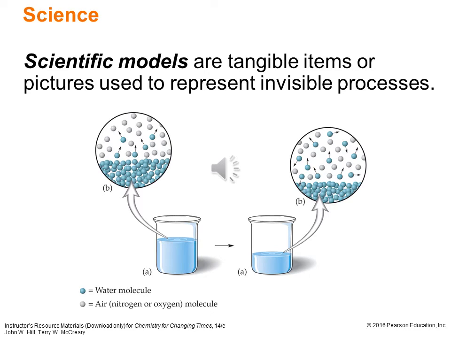And again, scientists, we like to use mathematical formulae and other ways of understanding, but a great way to begin in science is to have scientific models, tangible items or pictures used to represent invisible processes. We've been talking already about atoms. Our next chapter is all about atoms, but atoms are invisible. We can't see them directly.